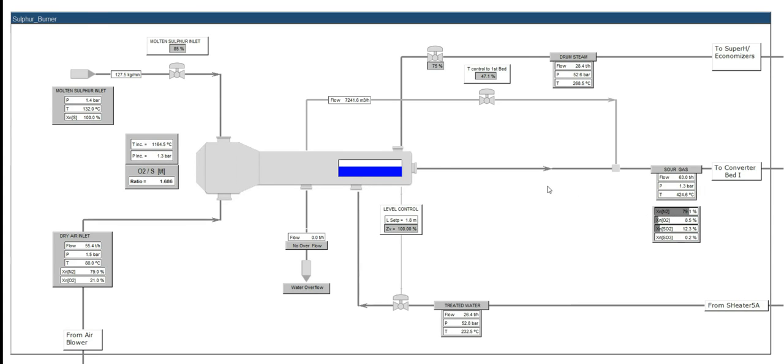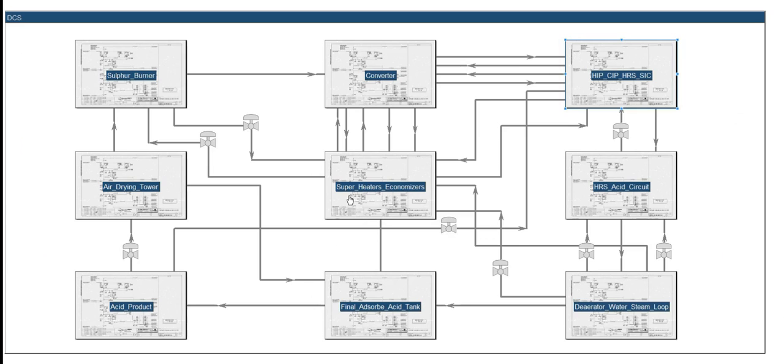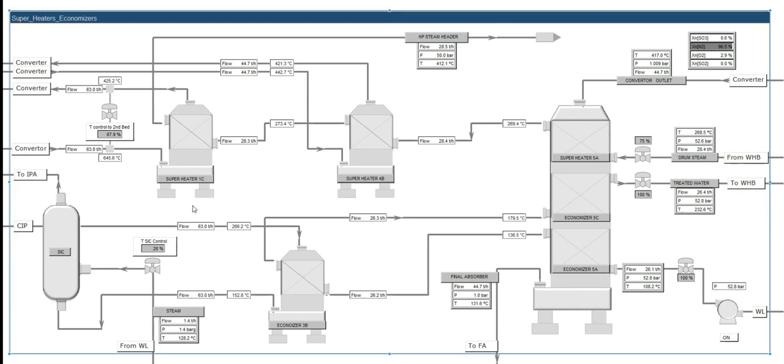We can go to the hot and cold interpass PNID with the interpass absorber and see how the controllers of the fourth and third bed are working to maintain the bed entry temperature at 425 degrees. Go to superheaters and economizers, and here's a network of superheaters and economizers, and here we can see the controller which controls the inlet temperature to the second bed, reducing the temperature to 425.